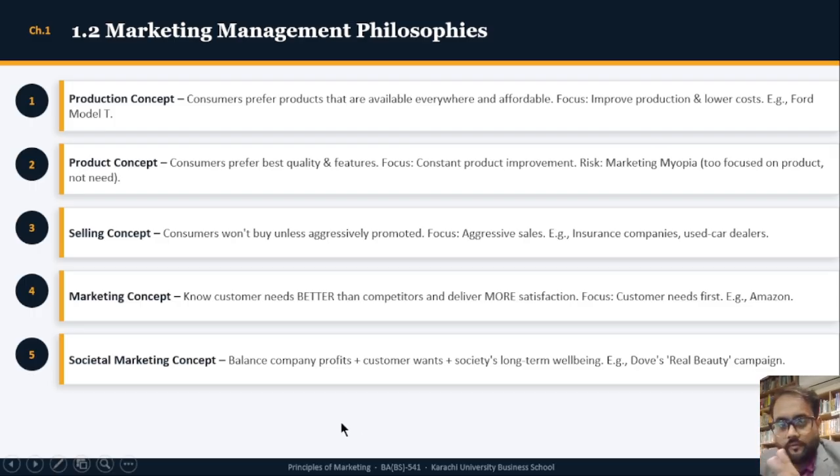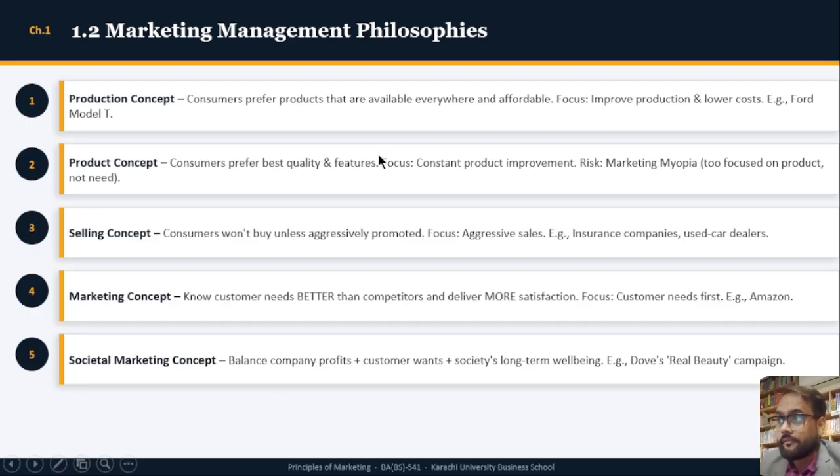Number five is the societal marketing concept. It means balancing company profit, customer wants, and society's long-term well-being. Companies are not only giving value, they are also keeping a balance: they get profit from the product, they work on customer wants, and lastly they also give society a long-term benefit.